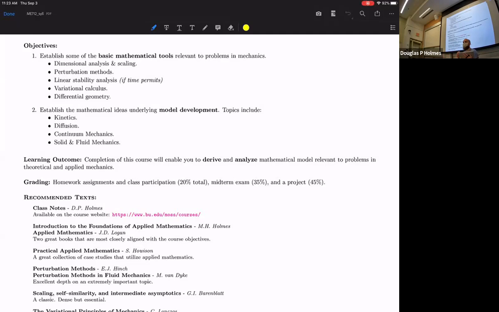And so along those lines, we're going to do class problems like homework assignments, where we'll work on problems that are related to mechanics. But also, I'm going to give out some important papers that utilize some of these applied math techniques that we'll read and then discuss in class.